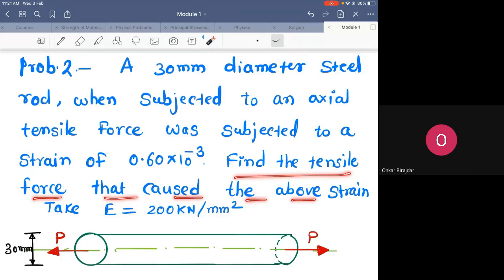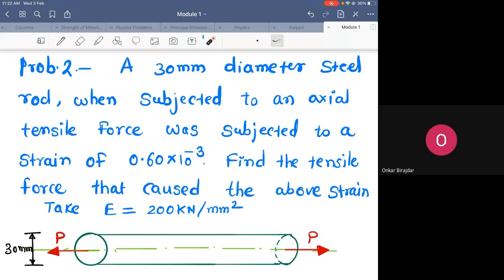Take Young's modulus E as 200 kilonewton per mm square. Now just draw the diagram here. 30 mm diameter steel rod. This rod whose diameter is 30 mm. This I have shown here in vertical manner. Horizontally this is also 30.